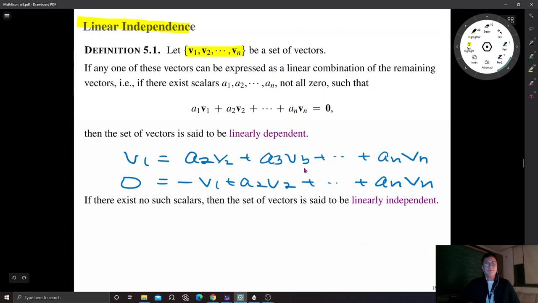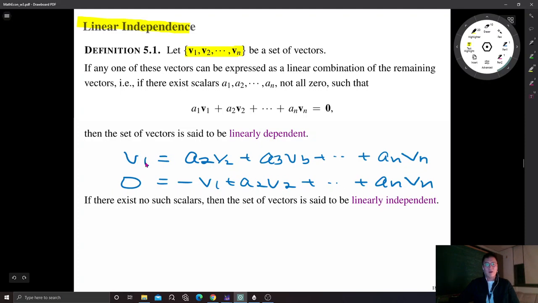So here, another way to define linear dependence is there exist scalars a sub 1 to a sub n, not all zeros, such that the linear combination of these vectors is equal to 0. Okay, here is one example.